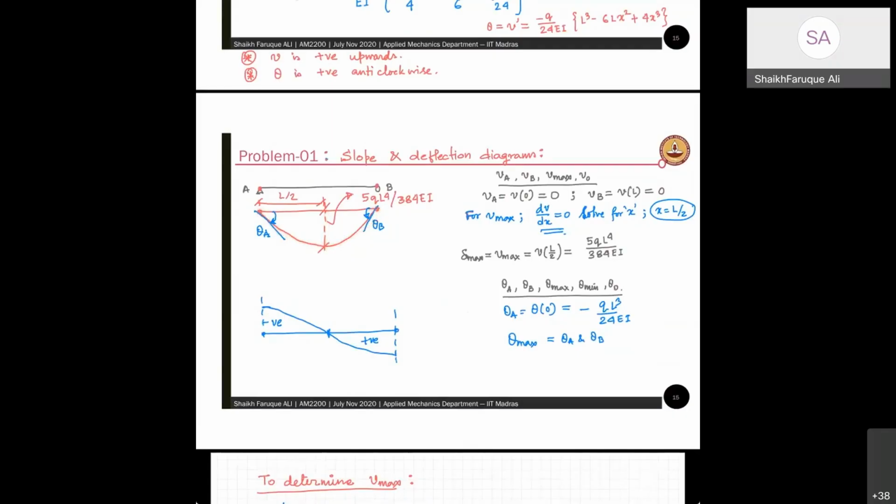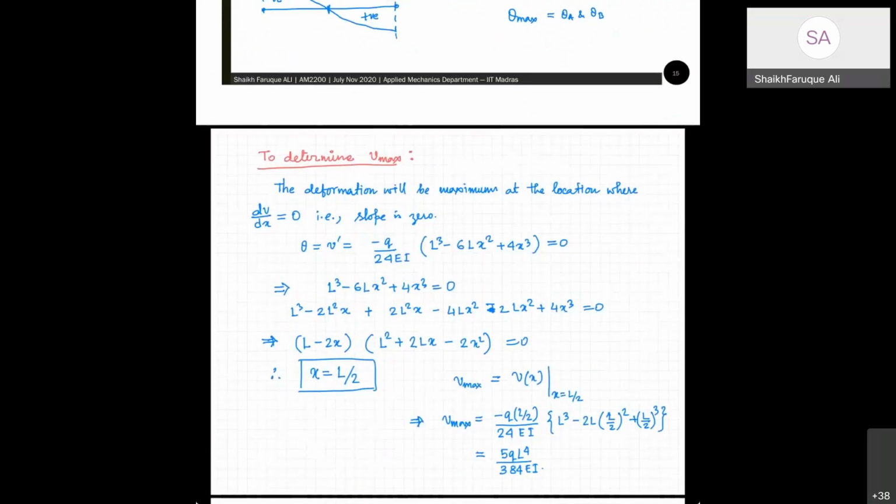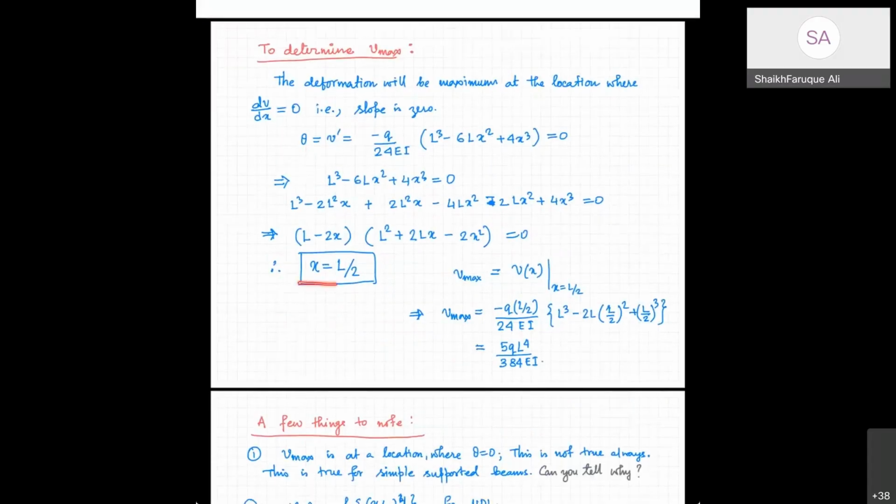Now look at the deflection diagram. It's almost similar to your bending moment diagram, and this is how it's going to be for most of the cases. Okay, and here it is written how to find Vmax. You have to put theta equal to 0. And once you put theta equal to 0, you get the location x equal to L by 2. And then you put x equal to L by 2 in your V expression, and you get your maximum.